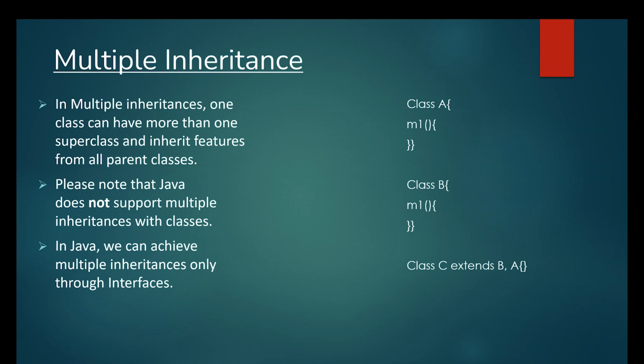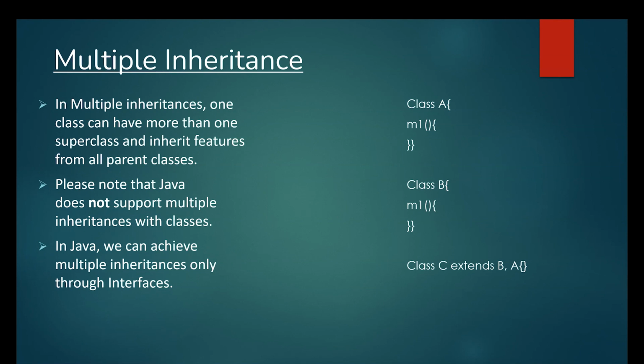Now, if you observe, let's say you are trying to call the M1 method. When you try to call this M1 method from class C, since it is extending class B and class A, the compiler will be confused about which method you are calling. That's why multiple inheritance is not supported with the classes in Java. It is supported with the interfaces.